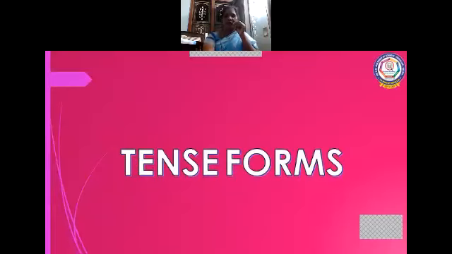Tense forms. Okay, children, what is tense? Tense means time. Now, there are eight parts of speech. What are the eight parts of speech? We say noun, pronoun, verb, adjective, adverb, preposition, conjunction, and interjection. They are very important in a sentence. Without these eight parts of speech, you can't frame a sentence. Whatever sentence you have, it will have parts of speech.